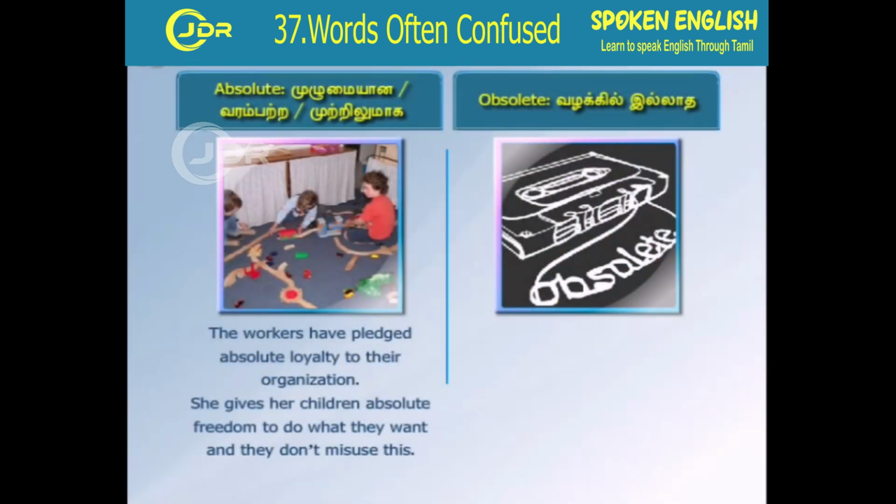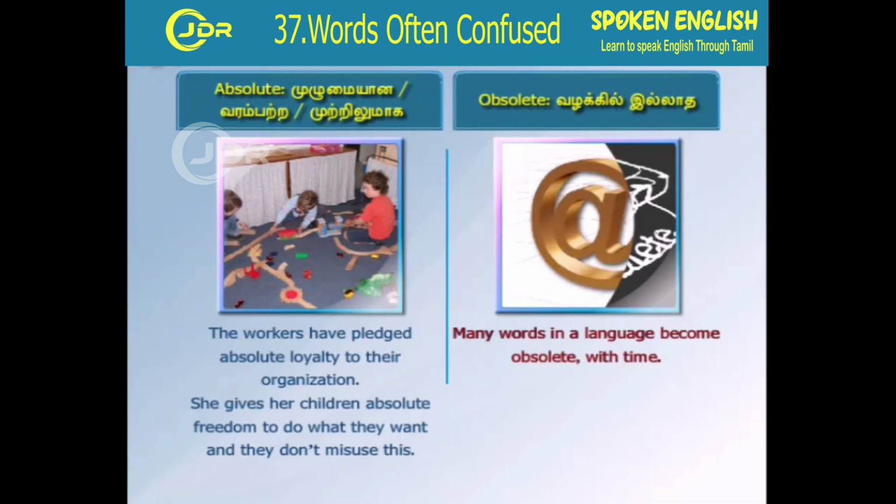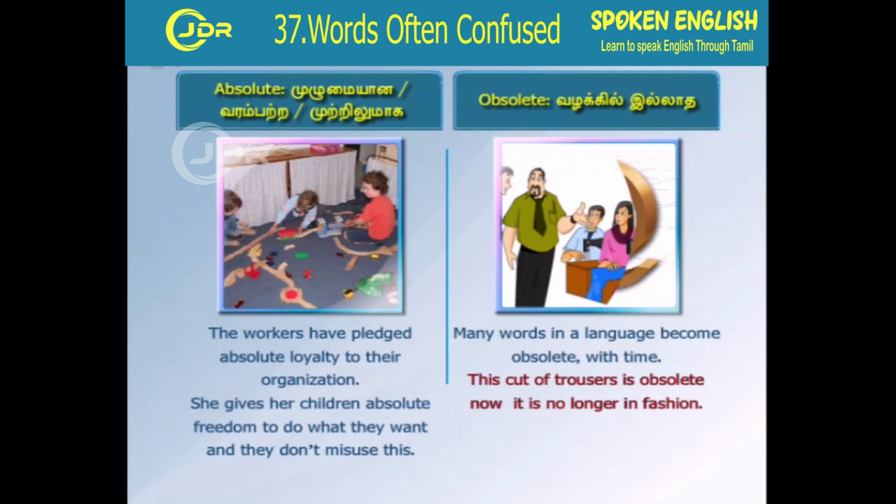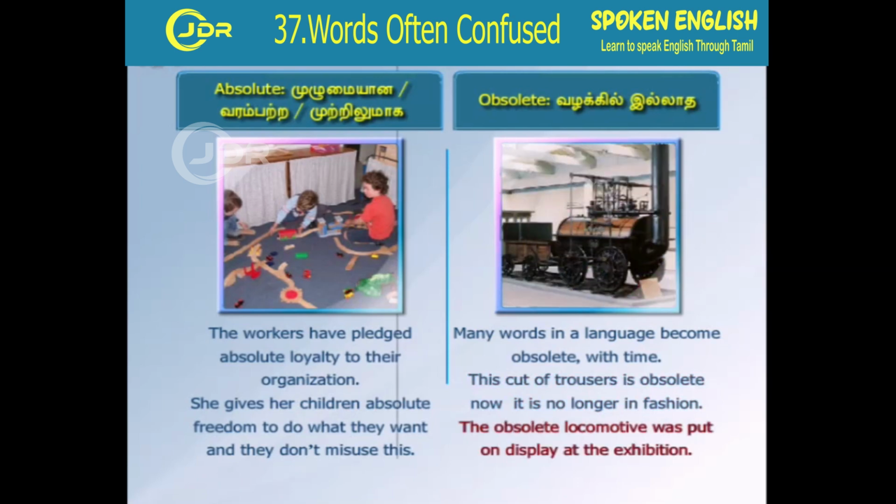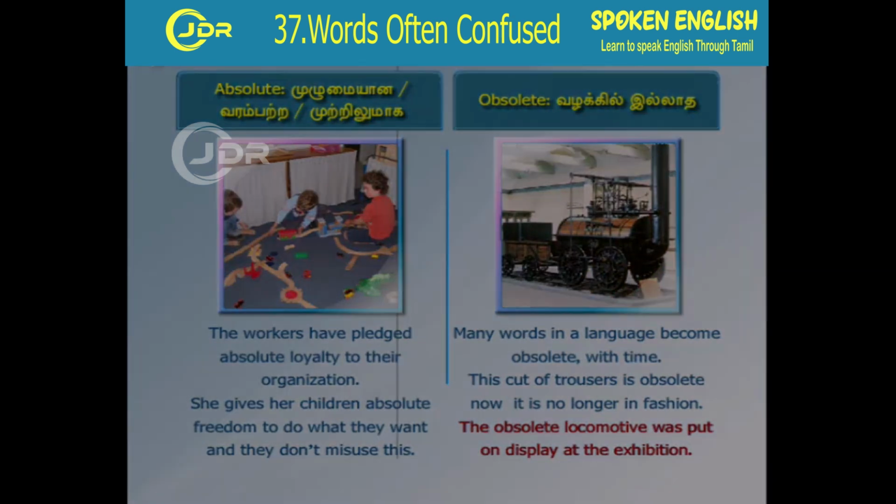Obsolete. Vadakil illada. Many words in a language become obsolete with time. This cut of trousers is obsolete now. It is no longer in fashion. The obsolete locomotive was put on display at the exhibition.